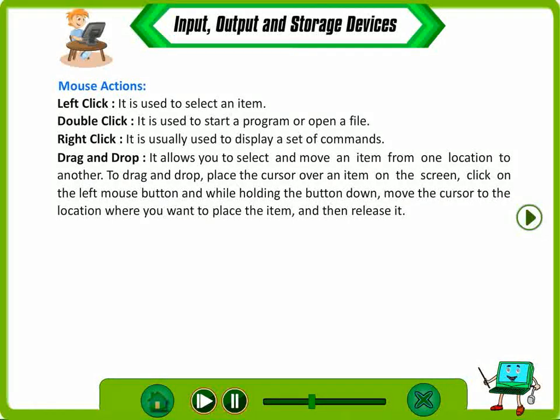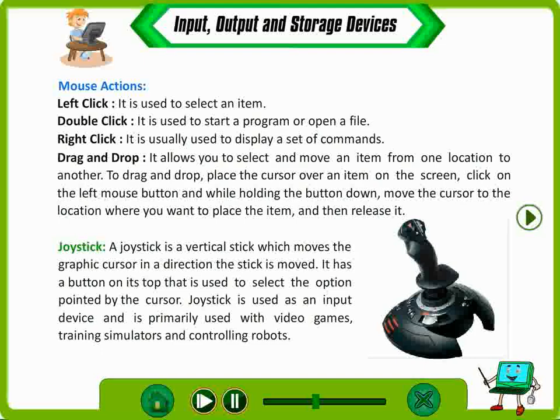To drag and drop, place the cursor over an item on the screen, click on the left mouse button, and while holding the button down, move the cursor to the location where you want to place the item and then release it. Joystick. A joystick is a vertical stick which moves the graphic cursor in the direction the stick is moved. It has a button on its top that is used to select the option pointed to by the cursor. Joystick is used as an input device and is primarily used with video games, training simulators, and controlling robots.